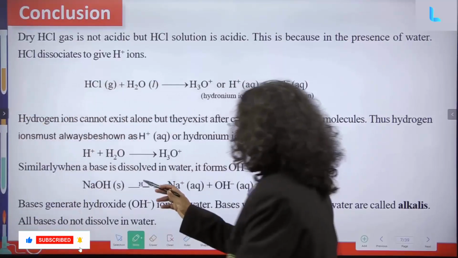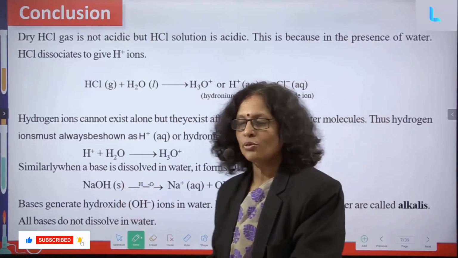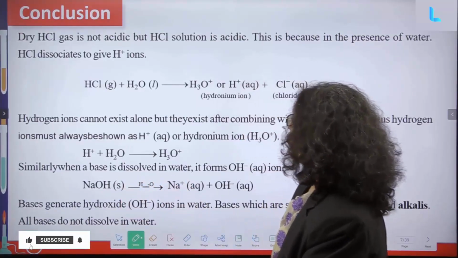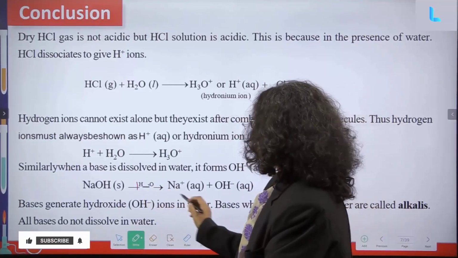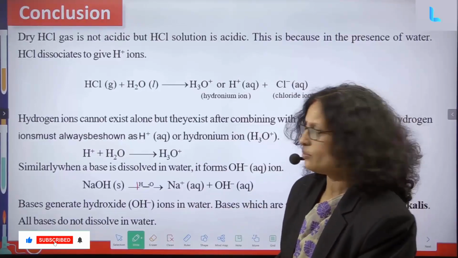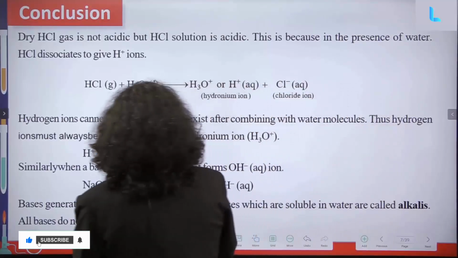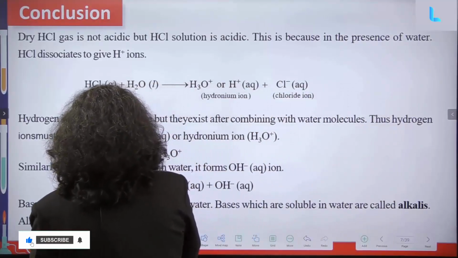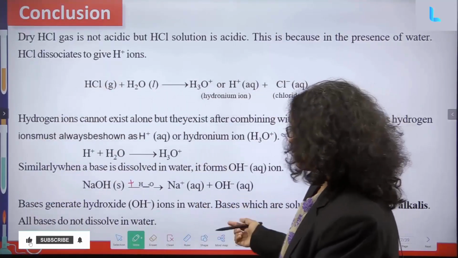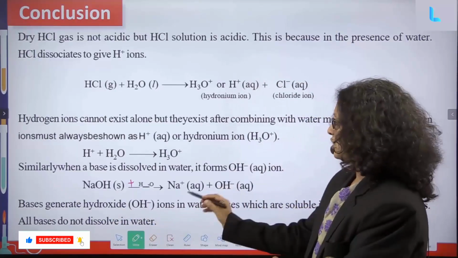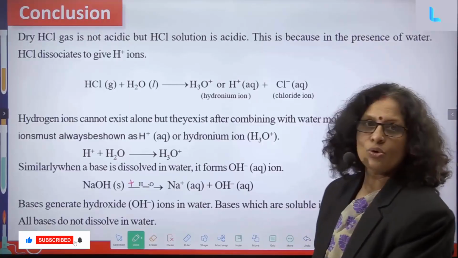Similarly, when a base is dissolved in water, it forms OH- ions. For example, sodium hydroxide: NaOH plus H2O, you get Na+ and OH-. It breaks into Na+ and OH-. So Na+ and OH- ions are obtained. Bases generally generate hydroxyl ions, OH- ions, in water, and those which are soluble in water are called alkalis.